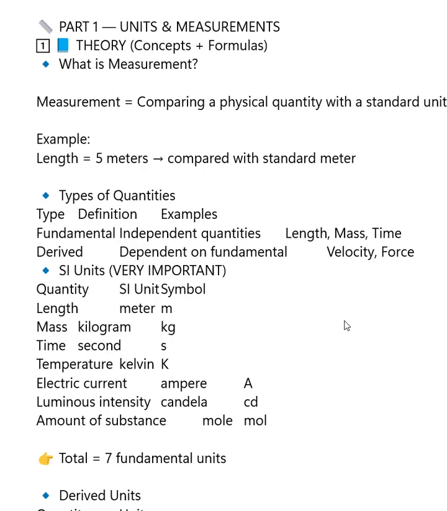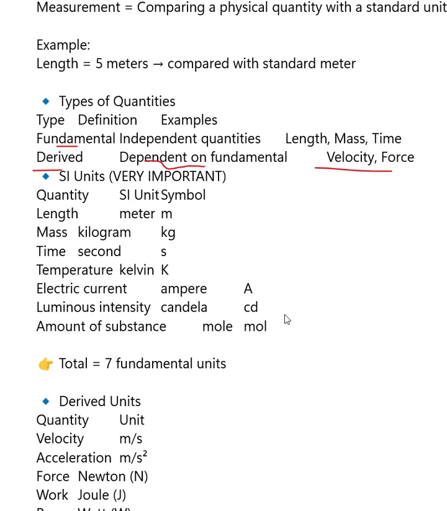Next is physics, in which the first topic is units and measurement. So the types of quantities: fundamental quantity and derived quantity. Fundamental quantities are those which are independent quantities. These cannot be broken up into other quantities. And the derived ones are dependent on the fundamental ones, and these can be broken into other quantities. Fundamental ones are length, mass, time, temperature, current, and derived ones are velocity, force, acceleration.